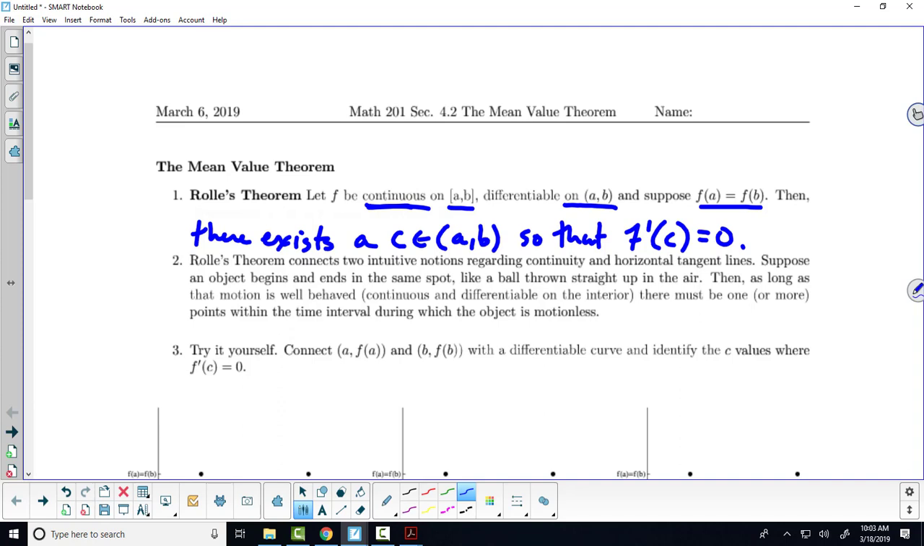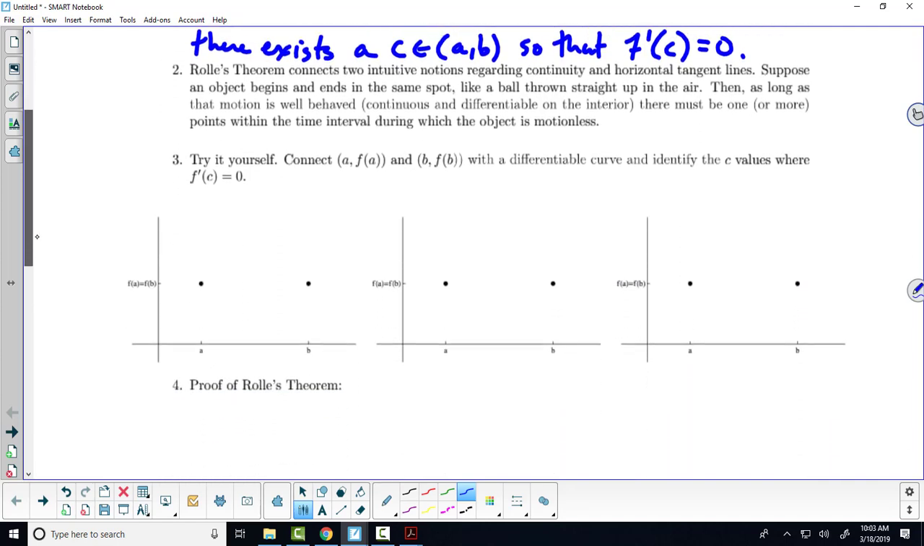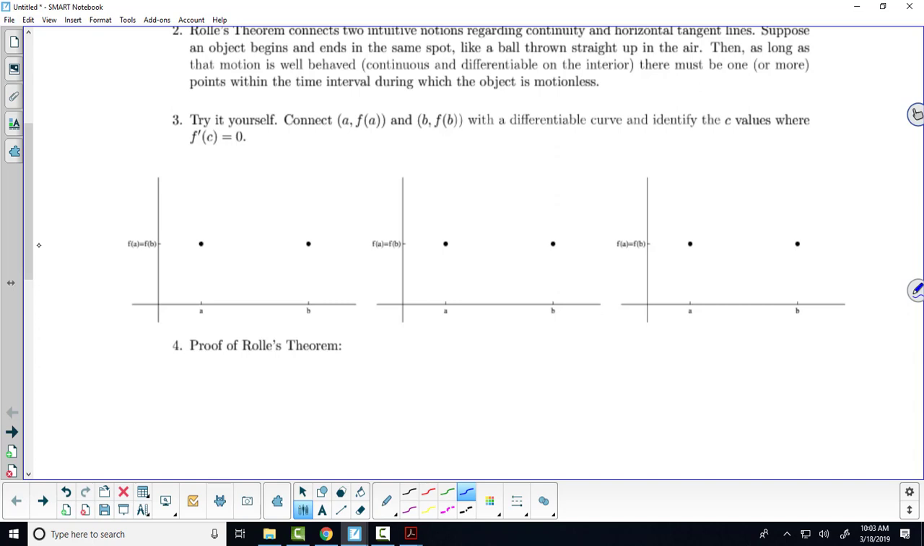And if you go back to that example of the ball going up and coming back down, there was a point where the derivative was 0. That's not unique to that one physical phenomenon. So let's try and convince ourselves that this is true. Connect these 2 points. Here's the ordered pair a comma f of a. Here's the ordered pair b comma f of b, and just try to find a way to connect between the two. Now, there are 2 conditions. You can't have any cusps, corners, or vertical tangent lines, because we said it had to be differentiable on the interior. And it has to be continuous.